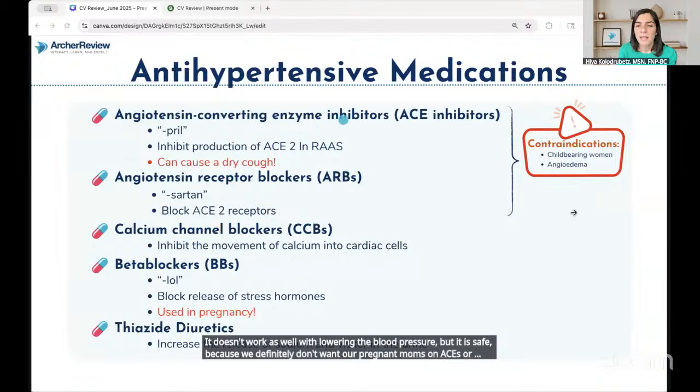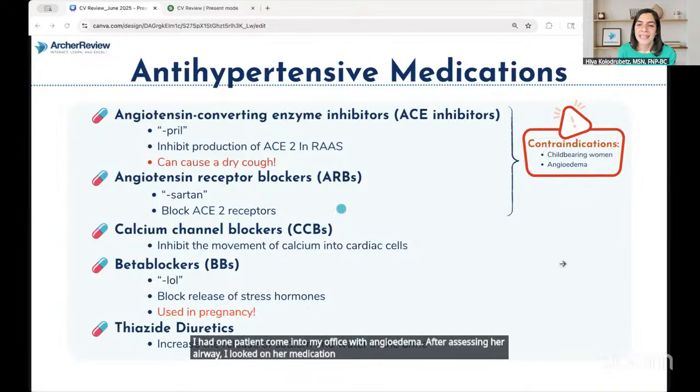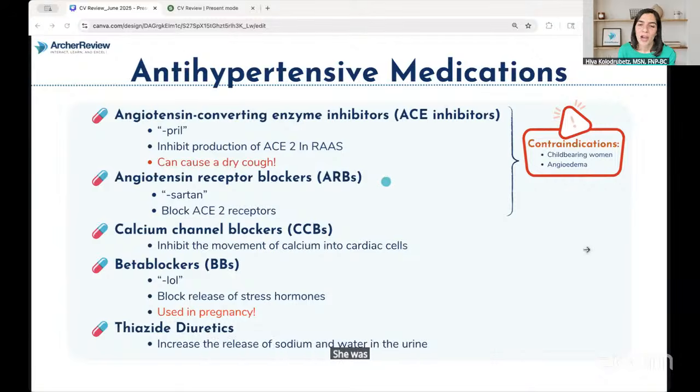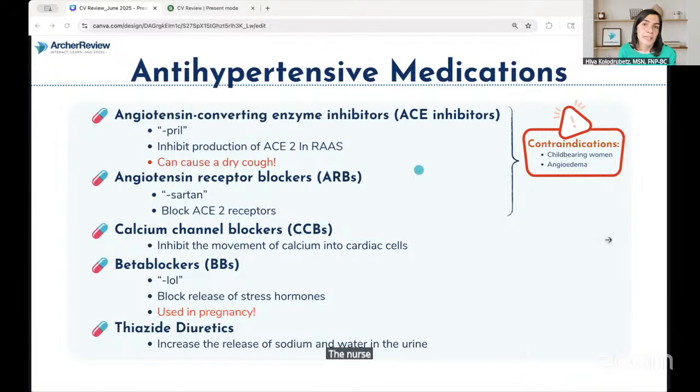Angioedema is also not expected, but a potential contraindication. I had one patient come into my office with angioedema. After assessing her airway, I looked on her medication list and she was on an ACE or ARB. And sure enough, when I called the ER, when she was on her way, I was giving verbal report, the nurse asked, is she on an ACE or an ARB?